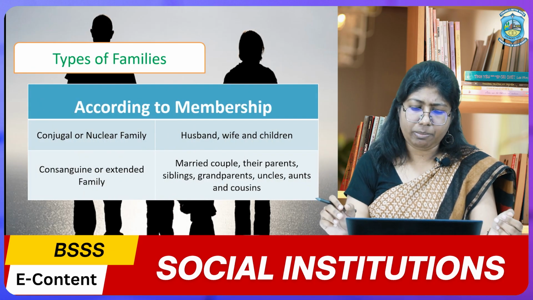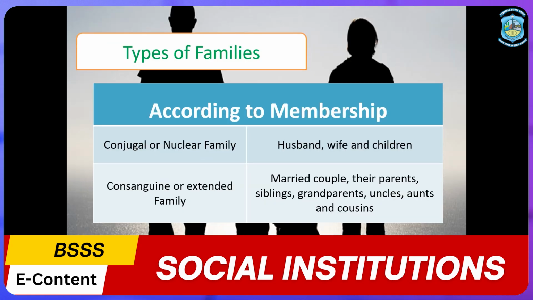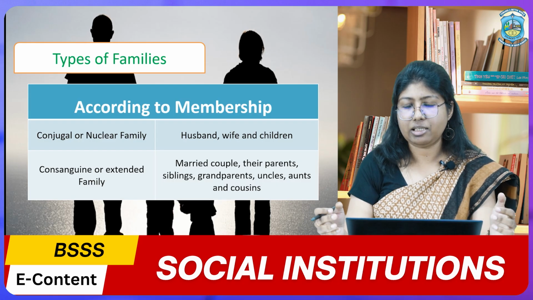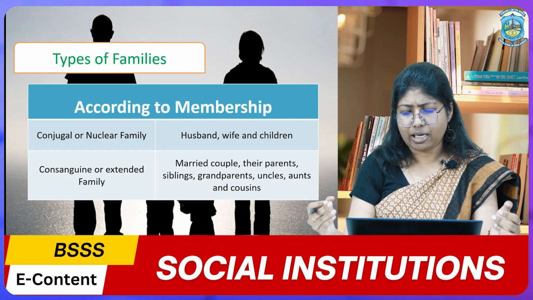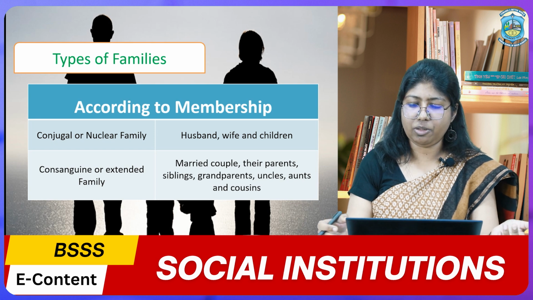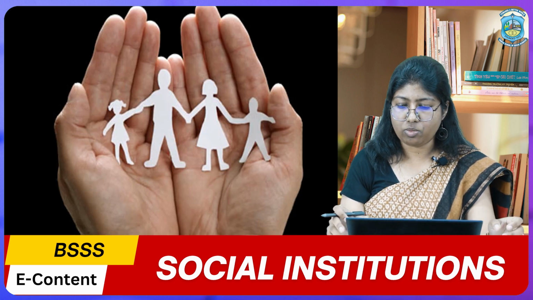On the basis of membership, we have the conjugal or nuclear families, and we have the consanguine or extended families. When I say nuclear family, that's a very small unit comprising of husband, wife and children. And when I say extended families, then other relatives will also be a part of it. So, married couples, their parents, siblings, grandparents, uncles, aunts, cousins, many people can be there in the extended family. That's also referred to as consanguine families.